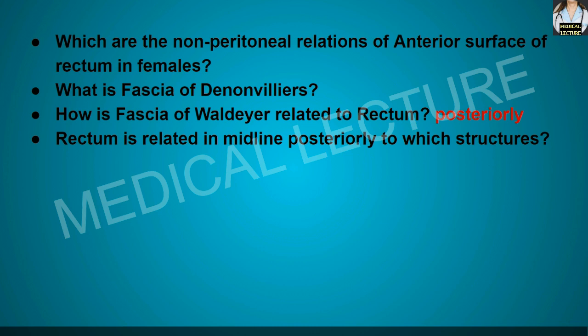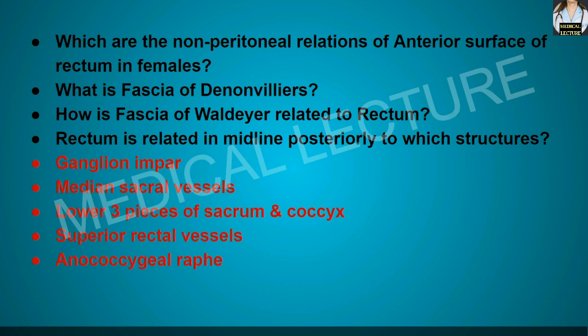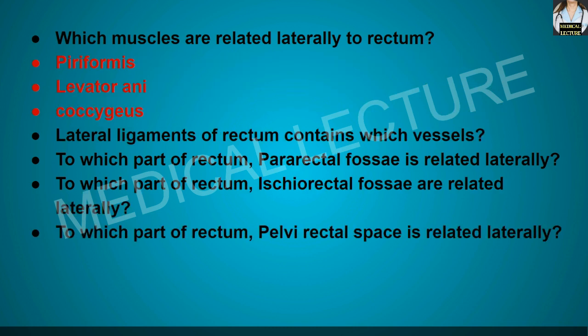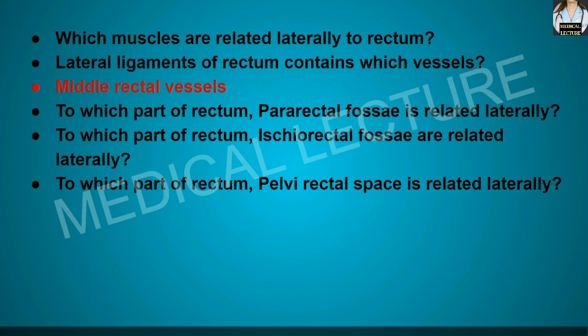Rectum is related in the midline posteriorly to which structures? Over here, ganglion impar, median sacral vessels, lower three pieces of the sacrum and coccyx, superior rectal vessels and the anococcygeal raphe. Which muscles are related laterally to the rectum? These are piriformis, levator ani and the coccygeus muscle. Lateral ligaments of the rectum contain which vessels? They contain the middle rectal vessels.